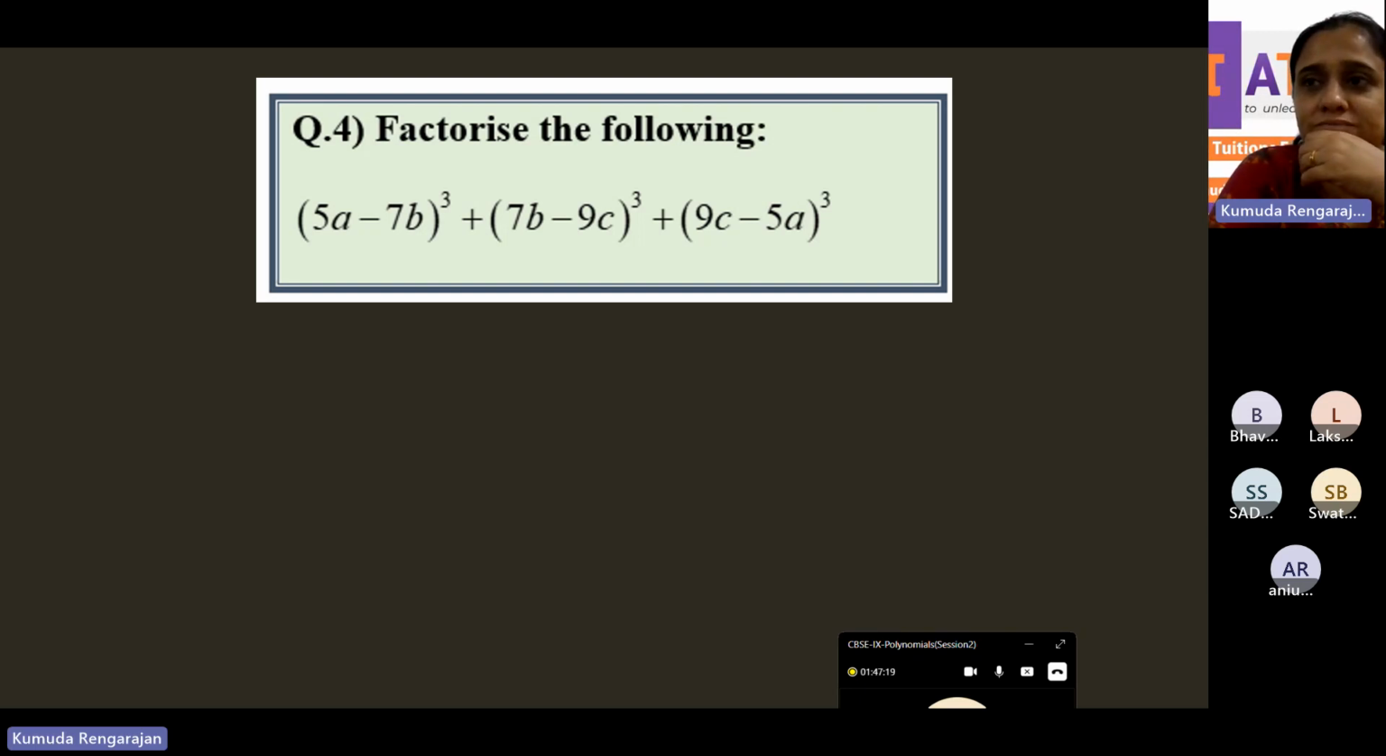How many terms are there? 3 terms. And are they perfect cubes? Yeah. So what's the identity? a cube plus b cube plus c cube is equal to 3abc. But you should check what? You should check if a plus b plus c is equal to 0. You must check if a plus b plus c is 0. Yeah, do it.